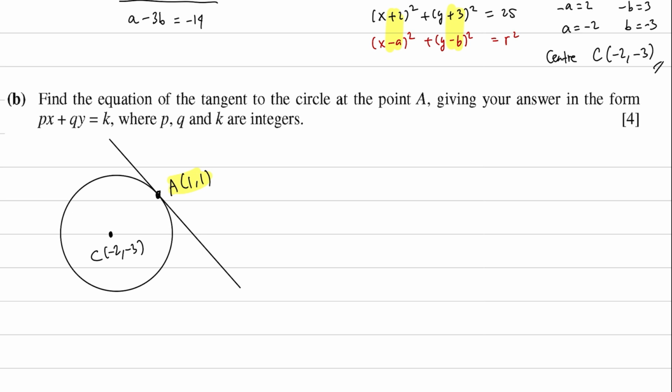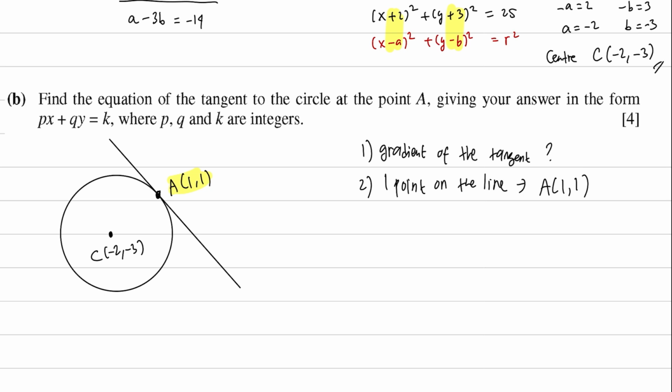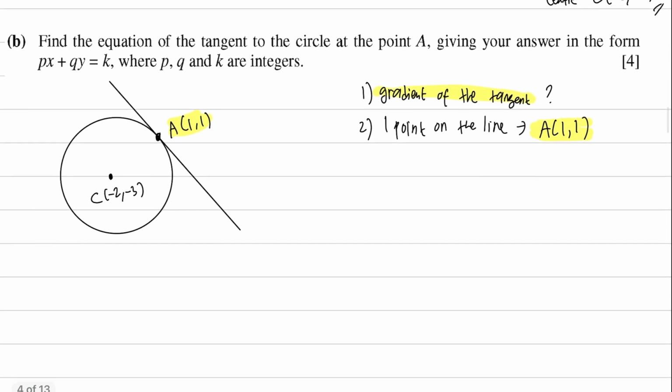Remember, to find the equation of the line, we need two things. The first one is the gradient of the tangent. We don't know this. And the second one, we need one point on the line. We have this, which is A (1, 1). So we just need to find the gradient of our tangent, and we already have one point on the line, and then we can apply the formula of the line equation. But how to find the gradient of the tangent?